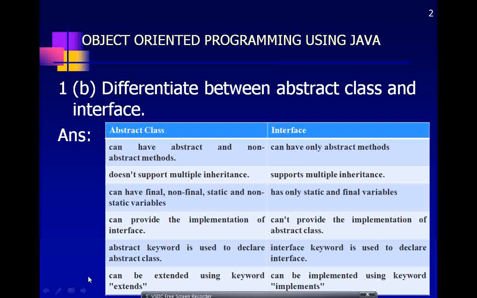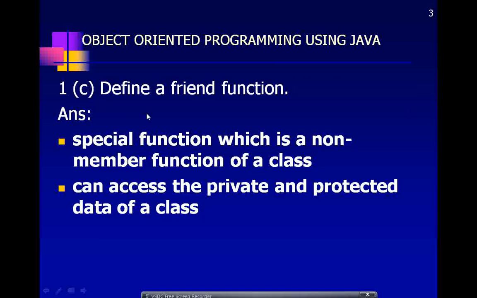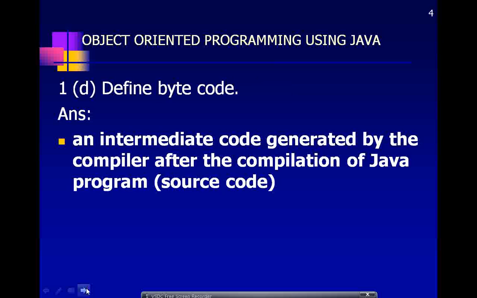Okay, now we'll move to question number 1, bit C. What is a friend function? A friend function is a special function which is a non-member function of a class, but it has the capability to access the private as well as protected data of a class. Now we'll move to question number 1, bit D.